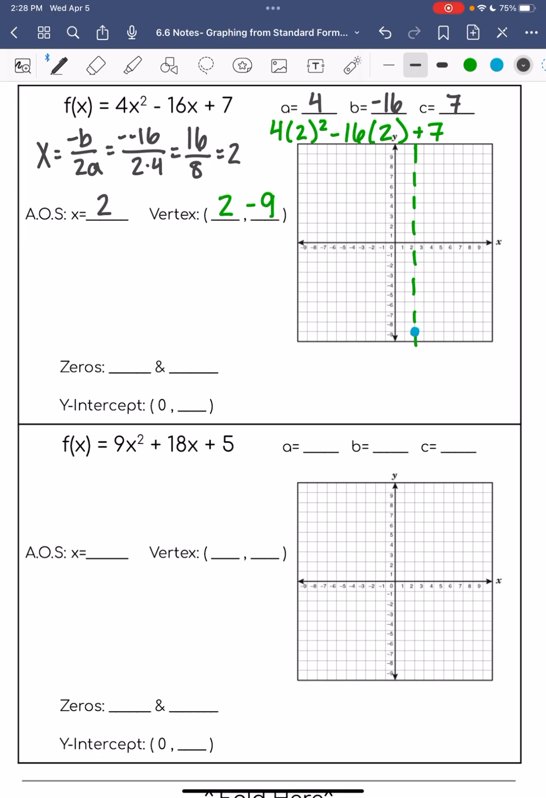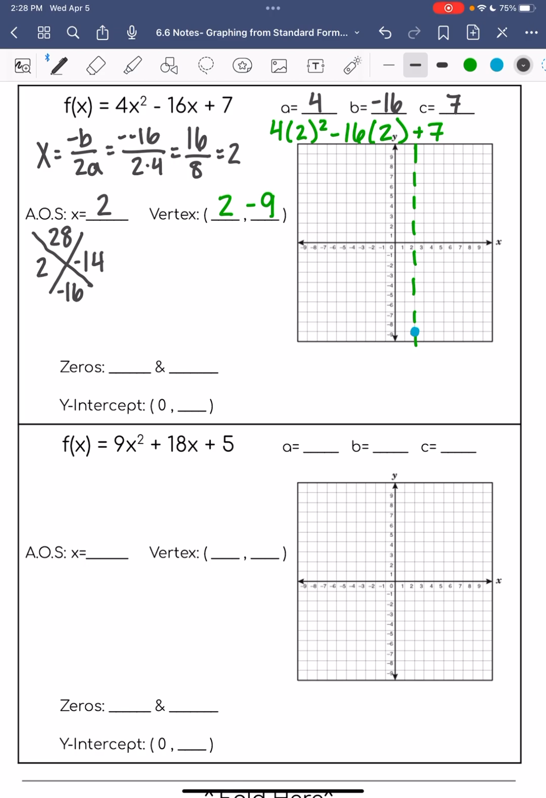The next thing that we need to do is factor. We are going to use that magic x method. We find two numbers that multiply to AC. So a times c goes in the top of my box. 4 times 7 is 28. And then b goes in the bottom. It's negative 16. We need numbers that multiply to 28 and add to negative 16. My factors of 28 are 1 and 28, 2 and 14, and 4 and 7. 2 and 14 add to be positive 16.